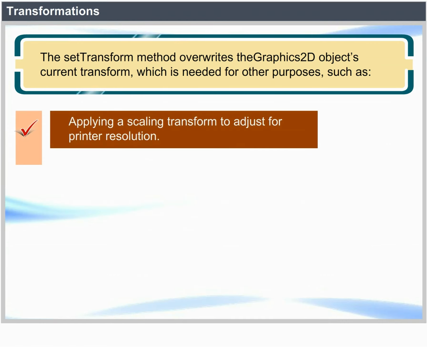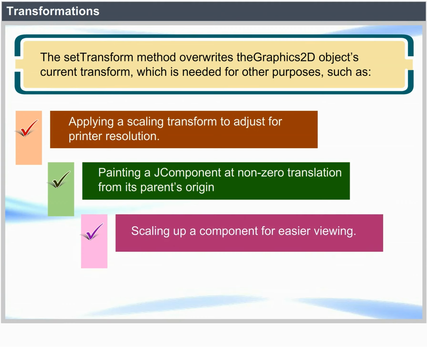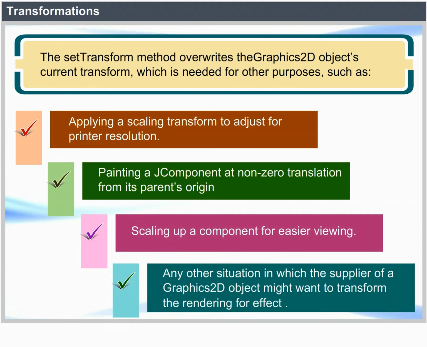a scaling transform to adjust for printer resolution, painting a JComponent at non-zero translation from its parent's origin, scaling up a component for easier viewing, or any other situation in which the supplier of a Graphics2D object might want to transform the rendering for effect.